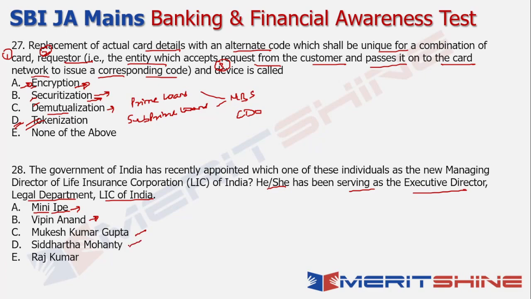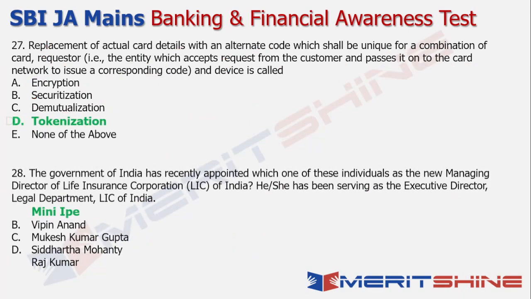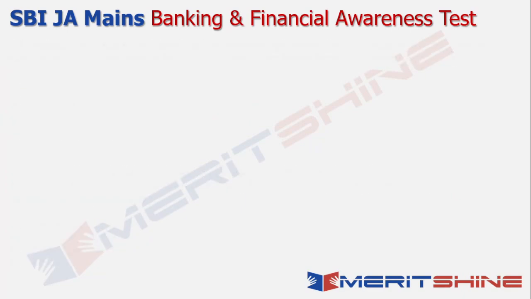Mukesh Kumar Gupta, Siddharth Mohanty, Rajkumar, all of these guys continue to be MDs at LIC, which basically has 4 MDs and 1 chairman. And the chairman also got recently an extension from the age of 60 to the age of 62. And that chairman of LIC is Mr. M.R. Kumar, because you wanted a good, stable leadership as LIC looks at getting into an IPO mode. That was the idea, right? So Mini Ipe is the answer in this case, and tokenization is the answer to question 27. Let's move on to the next set of questions now.